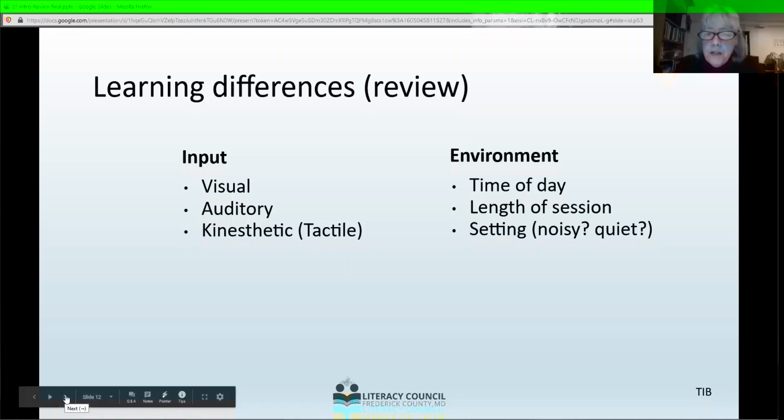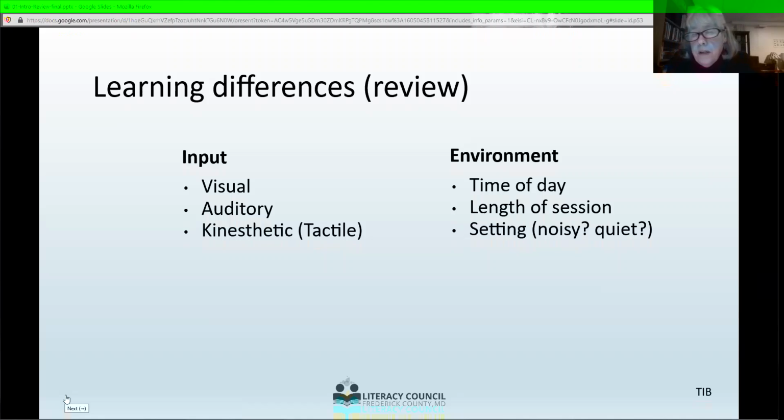Input differences are things like, are you a visual learner? Are you an auditory learner? Are you a kinesthetic learner? If you remember the multiple intelligences, everybody has a style that they favor. Nobody has just one style. It's always a mixture, but there's usually a dominant one. If you don't know what your own style is, it would be interesting to find out. There are lots of websites on the web that will help you determine that.